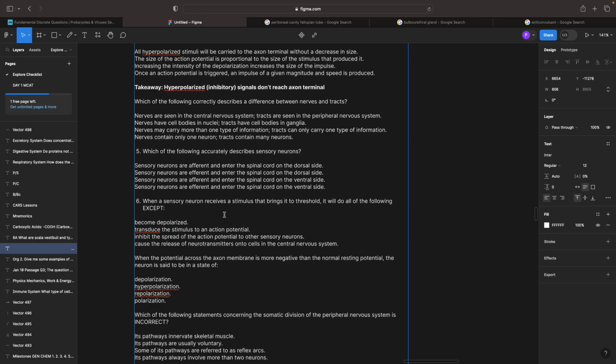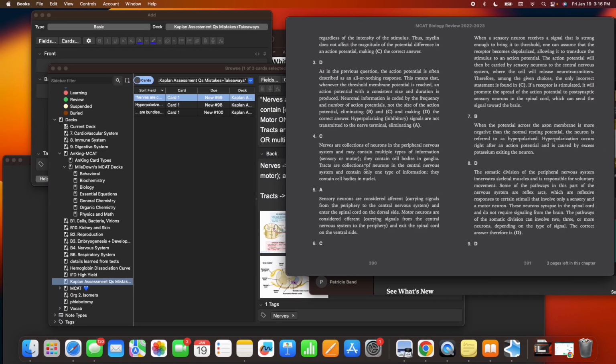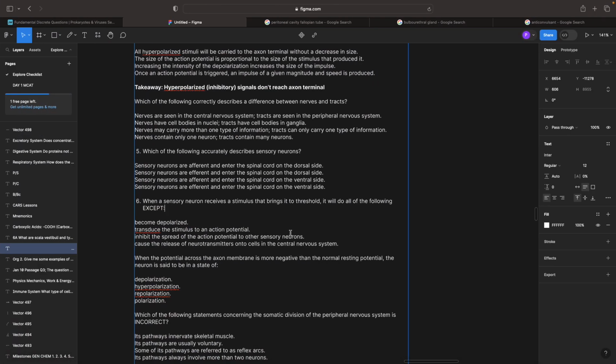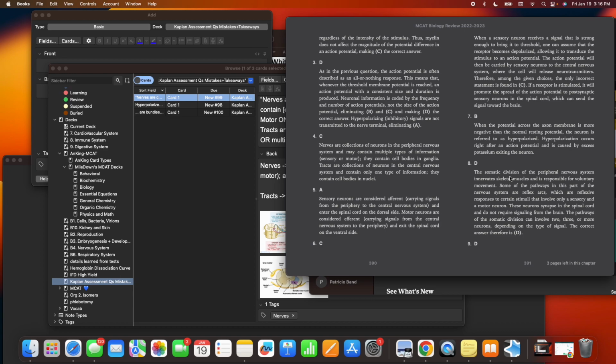So it does actually spread its action potential to other sensory neurons. It does not inhibit it. If a receptor is stimulated, it will promote the spread of action potential to the postsynaptic sensory neurons in the spinal cord, which can send a signal toward the brain. Okay, so the postsynaptic neuron in the spinal cord is a sensory neuron.